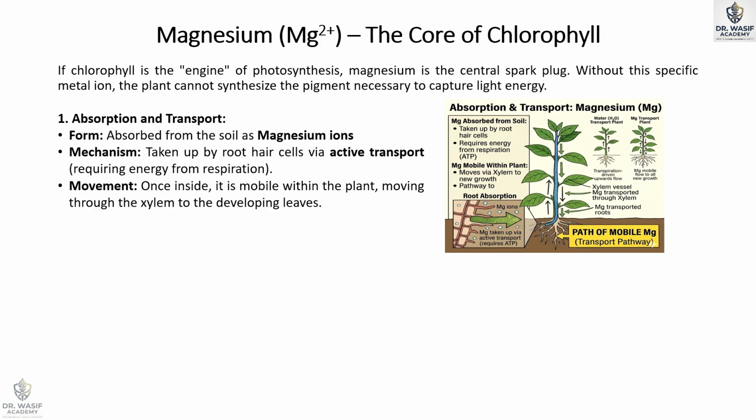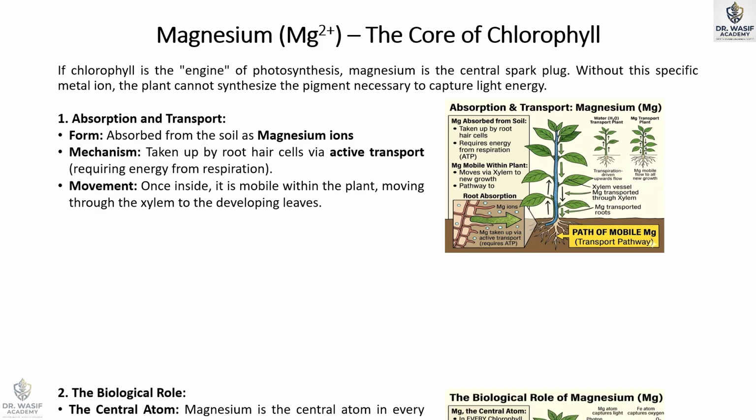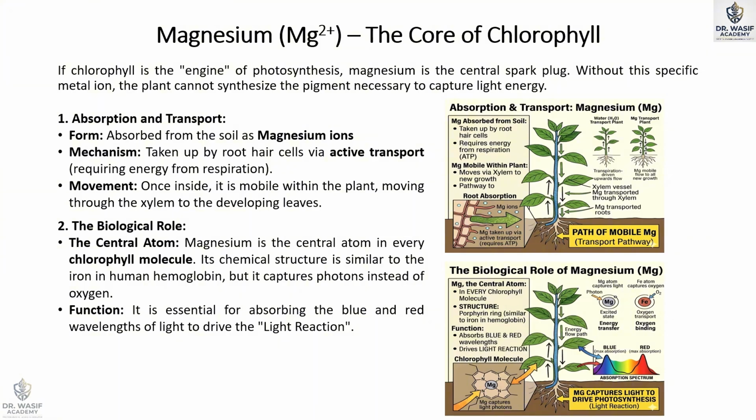So now here is a fascinating biological fact. The structure of a chlorophyll molecule is almost identical to the hemoglobin in your own blood. What is the only major difference? Understand this point: while humans have iron at the center to carry oxygen, plants have magnesium at the center to capture photons of light.